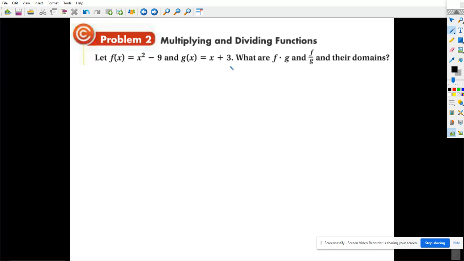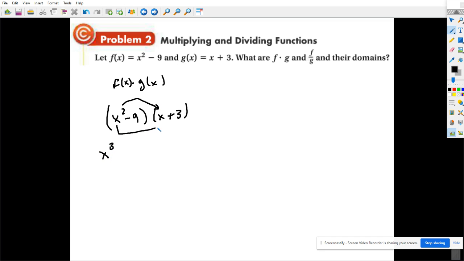Okay, so this f times g means f of x times g of x. So f of x is x squared minus 9. g of x is x plus 3. So I'm going to go ahead and multiply. How do I multiply? FOIL. I get x to the third, plus 3x squared, minus 9x, and minus 27.